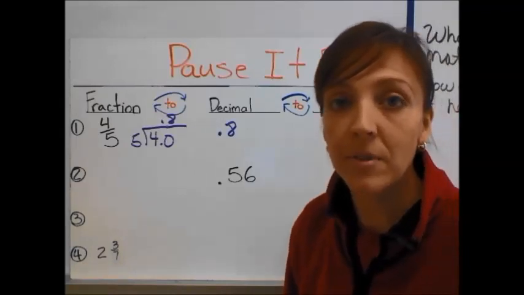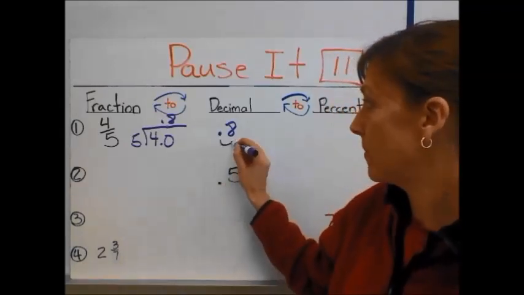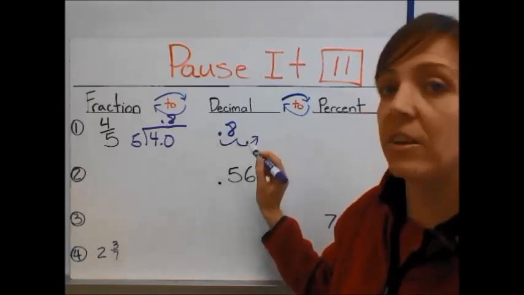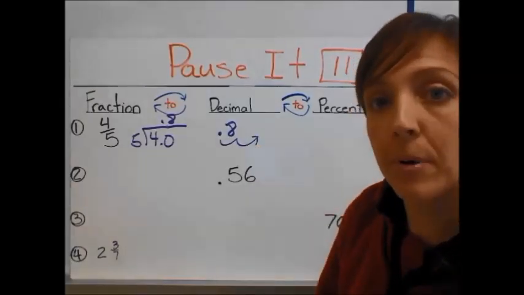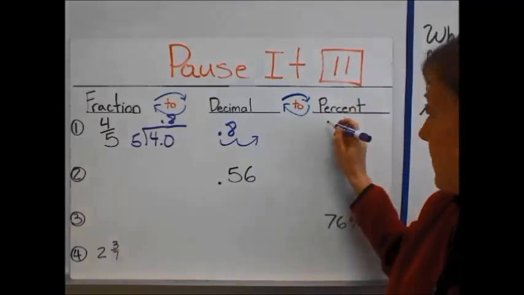As a percent, I'm simply going to move the decimal 2 places to the right. Add a 0 in where there's a blank spot and put my percent sign on the end.